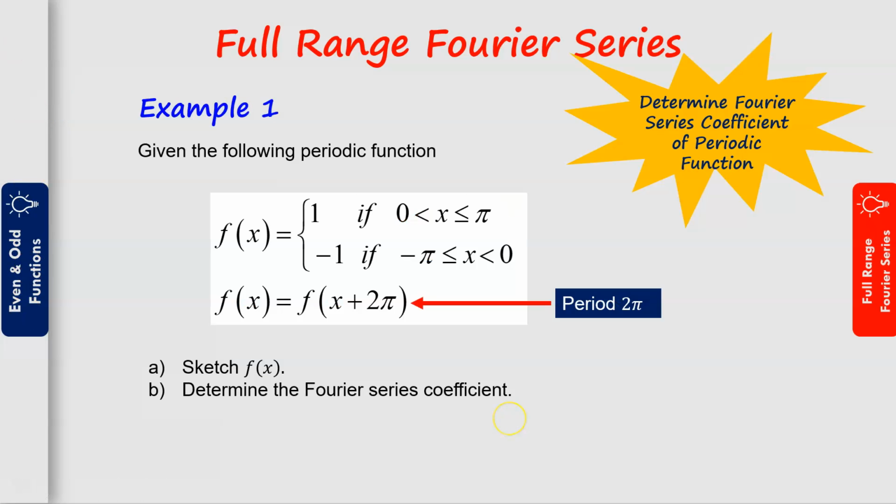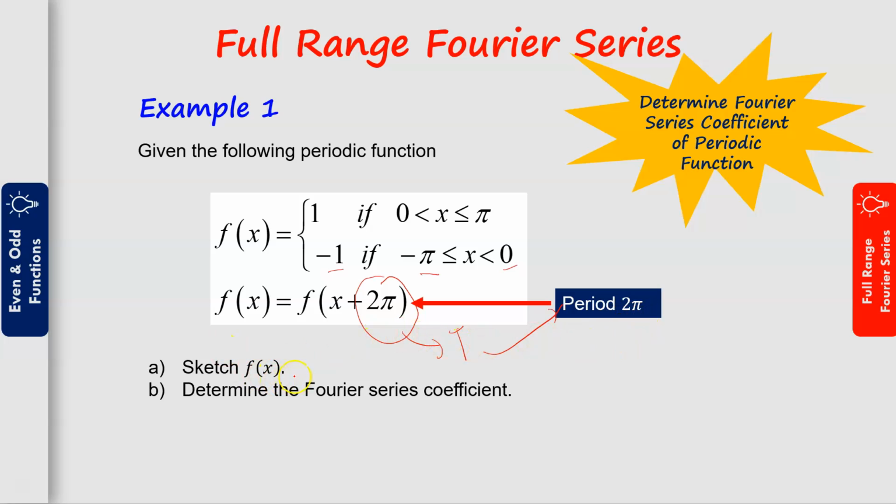Class, so now we go to example 1. Given the following periodic function, we have f(x) equal to 1 if x is between 0 and pi, and then f(x) equal to negative 1 if x is between negative pi and 0. In this case, the question gives us f(x) equal to f(x plus 2 pi). If you base on the previous video in week 12, this 2 pi refers to the capital T, which is the period. This means that in this case, the period for this function is equal to 2 pi.